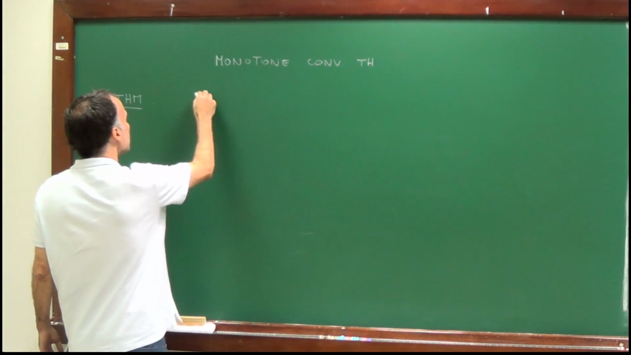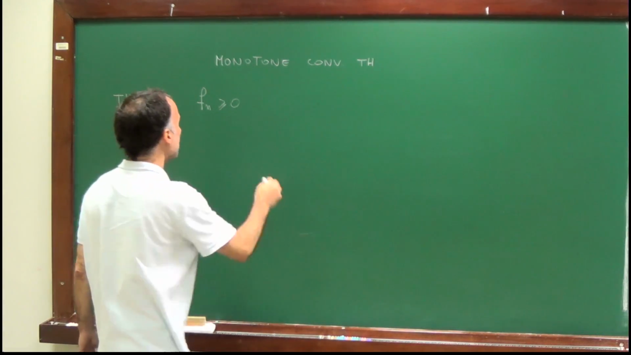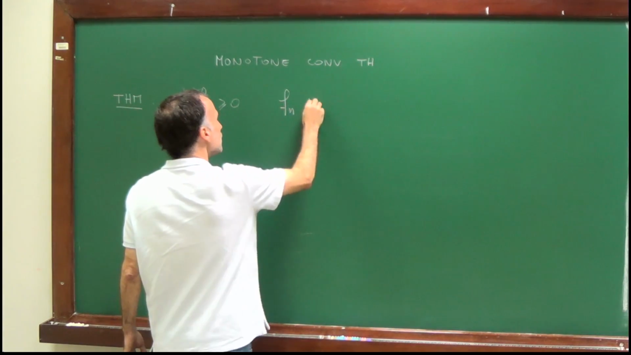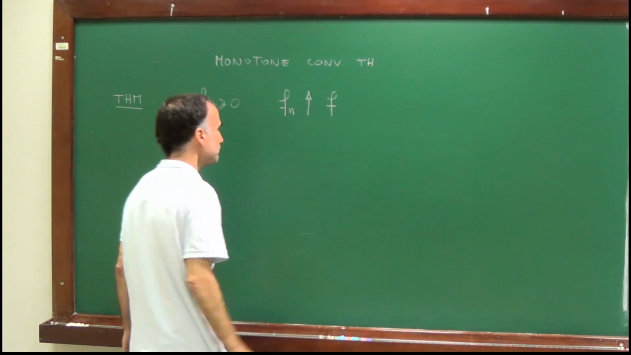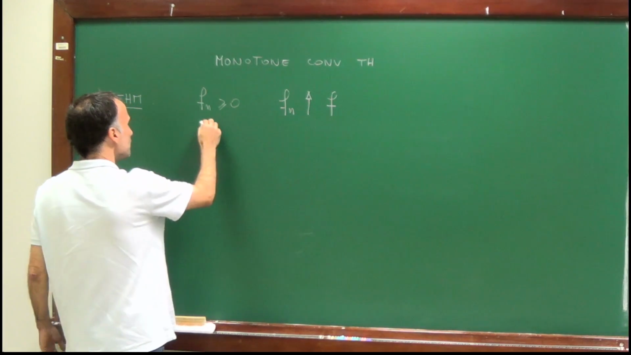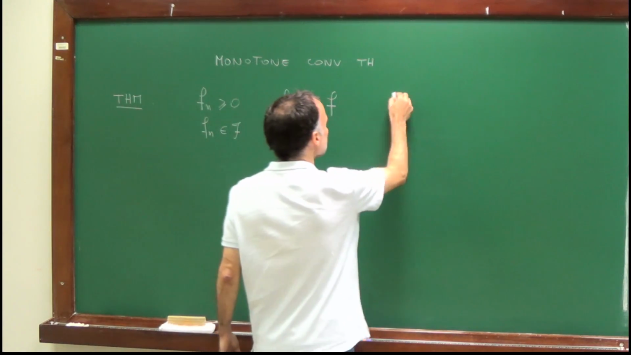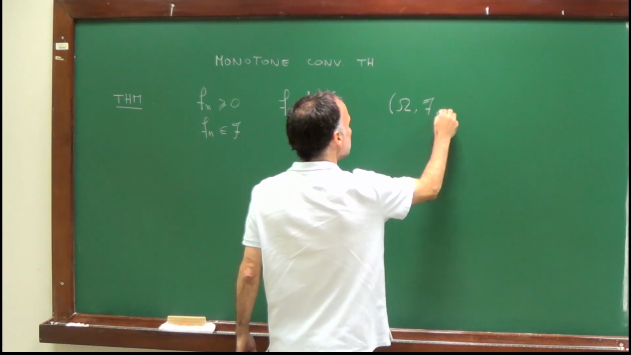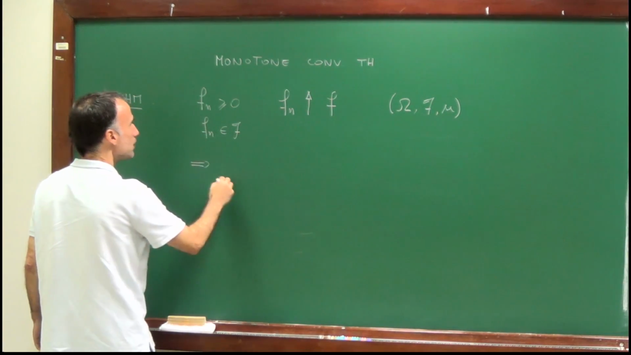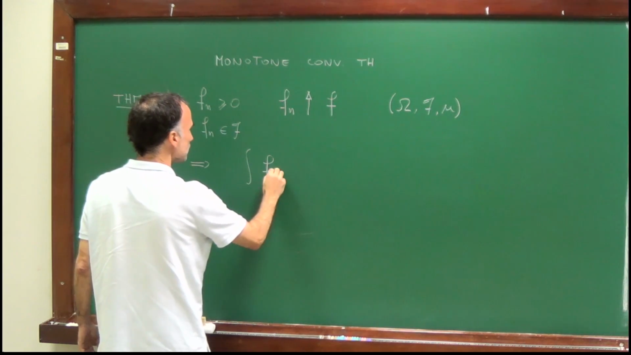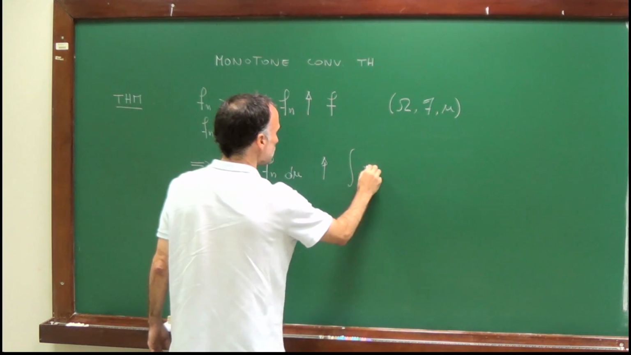It says the following: consider a sequence f_n of non-negative measurable functions. Assume that these functions converge monotonically to a function f. Of course, I'm assuming that these functions f_n are all measurable and that we are working on a measurable space (Ω, F, μ). Then the claim is that the integrals of f_n dμ converge to the integral of f dμ.